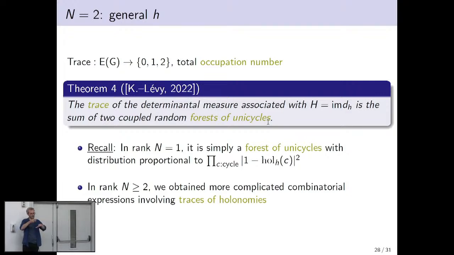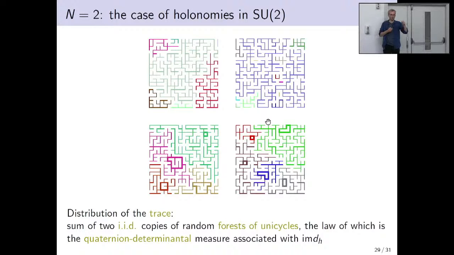And if you just look at this trace of the previous determinant measure, it turns out that this can be written as: you can find two forests of unicycles, which are graphs with a very specific topology, such that when you put them one on top of the other, they have the same trace. So in rank 1, recall that this was exactly the support of this measure. It's just one unicycle.